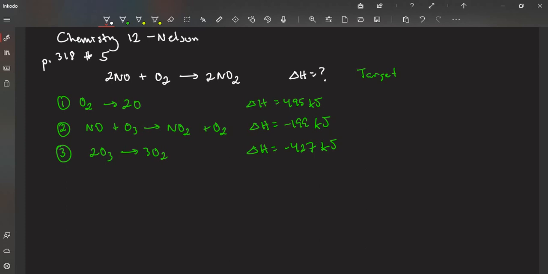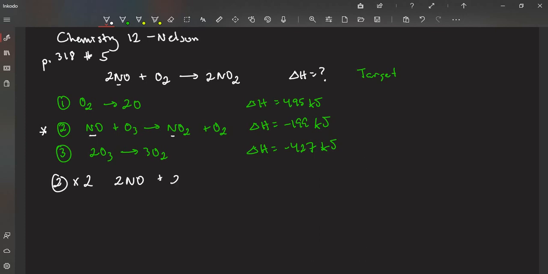NO in reaction number 2 matches the location of the target reaction. So they're both on the reactant side. The difference here is it doesn't have the correct coefficient, right? Another thing, let's look at NO2, also doesn't have the correct coefficient. So that tells me that I'm probably going to end up multiplying reaction 2 by 2. And that will look now like this.